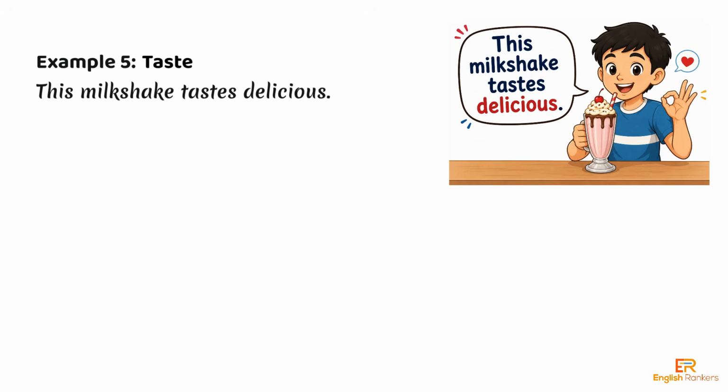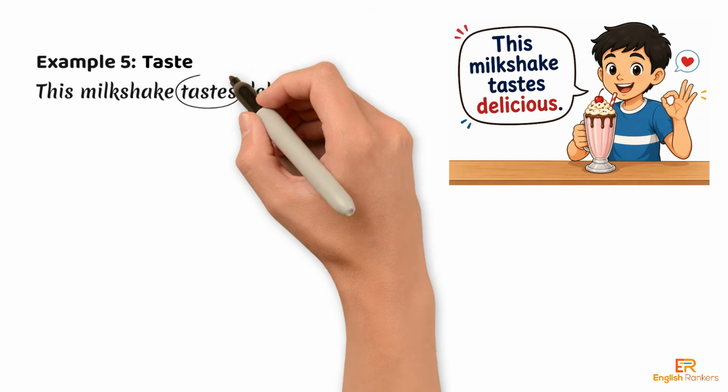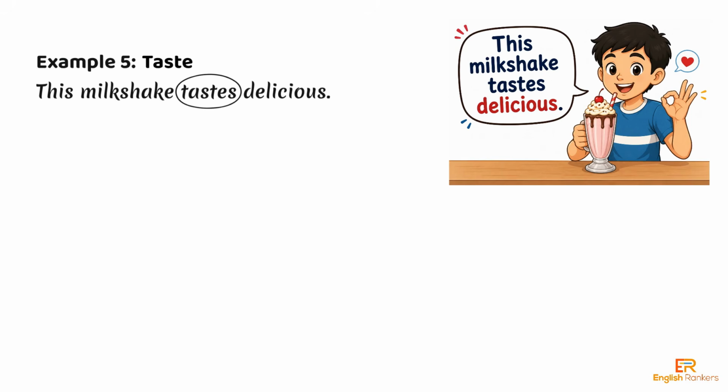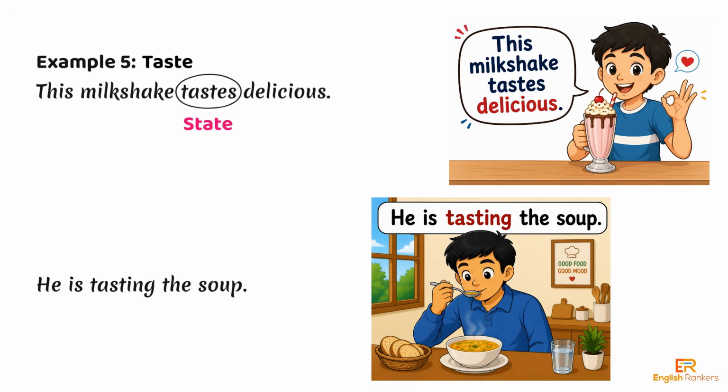Example number five, taste. This milkshake tastes delicious. This describes its quality. So, it is a state. He is tasting the soup. Here, he is doing the action of tasting. So, the continuous form is correct.